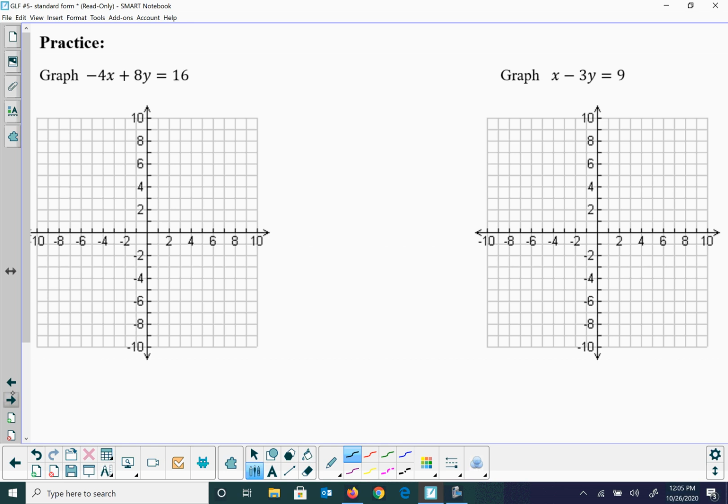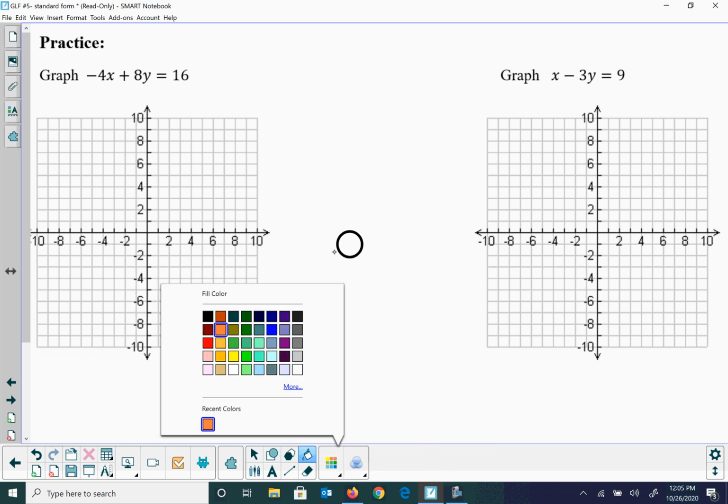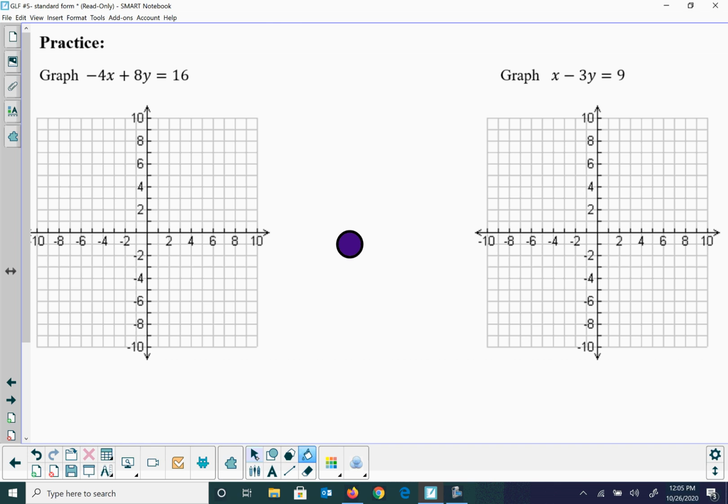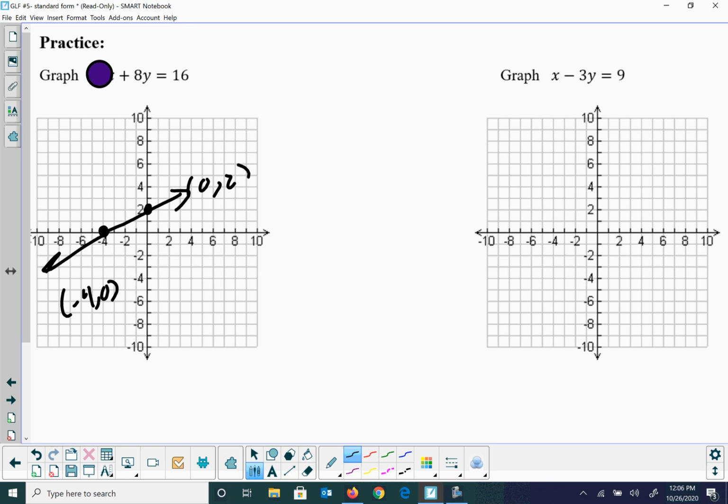All right, so we're going to do all these by using the cover method. Let's make ourselves a circle, and we'll fill that with purple this time. So the cover method. 4 times what number gives me 16? -4 times what number gives me positive 16? It has to be a -4. And then we're going to move our dot over to the x. 8 times what number gives me 16? That would be 2. So that'd be 0, 2. So connect the 2 points to each other.